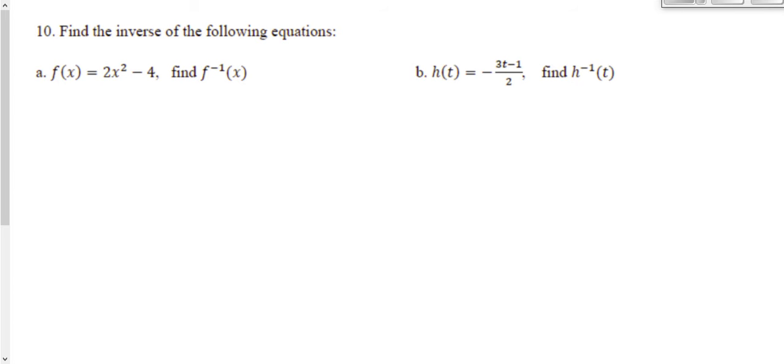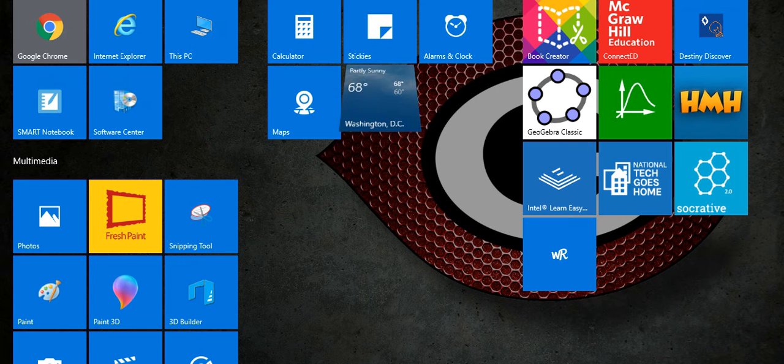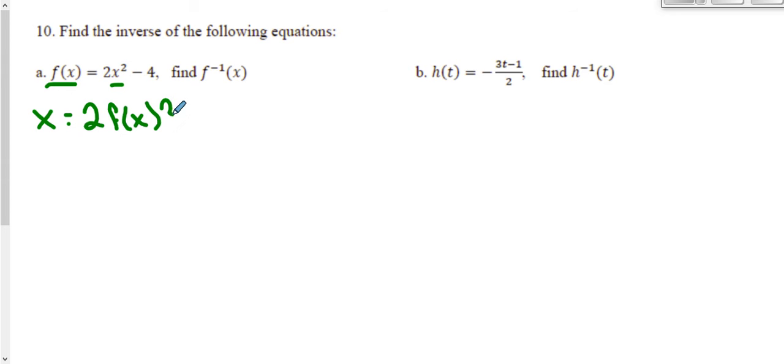Remember, the most important thing about finding an inverse is to take your input and your output and to switch their positions. That's going to be what gives you your inverse. So I'm going to take my input x and write it on the outside of my function, and I'm going to take the name of my function f of x and write it on the inside where x used to be. So x equals 2 times f of x squared minus 4. So now they have swapped. And now that I've swapped them, this is my inverse. So I can go ahead and use my inverse notation to say that this is my inverse function.